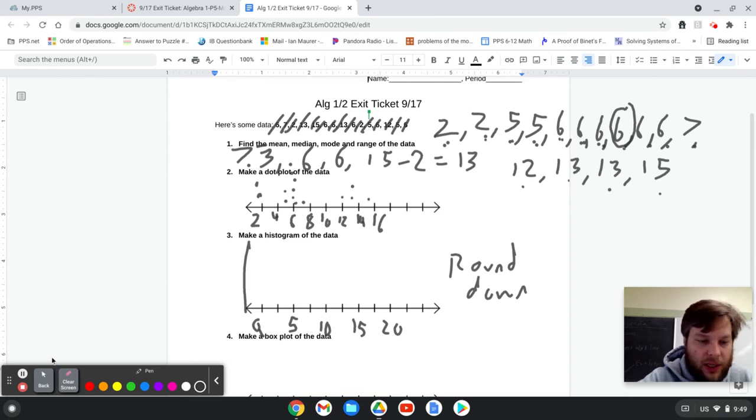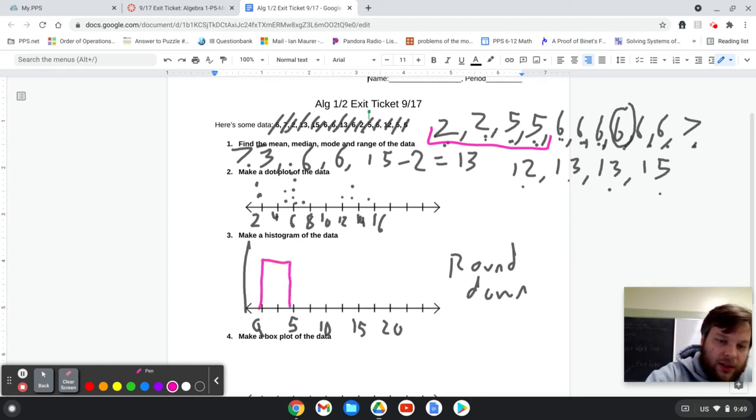Well, I'll use a different color to count these. Here are the numbers that are between 0 and 5 if I round down. There are 4 of those numbers. So when I go over to my 0 to 5 area, I draw a rectangle with a height of 1, 2, 3, 4. The height of the rectangle tells you how many numbers fit into that bucket, into that interval.